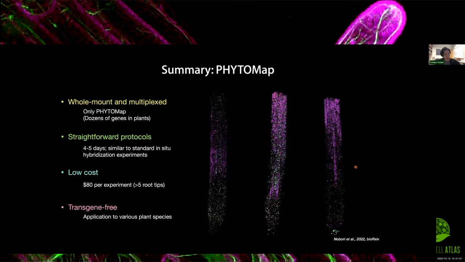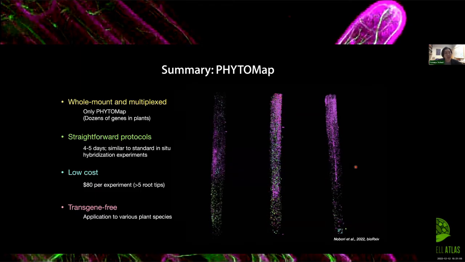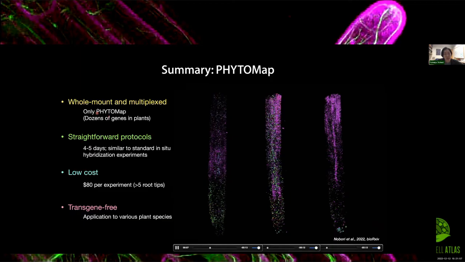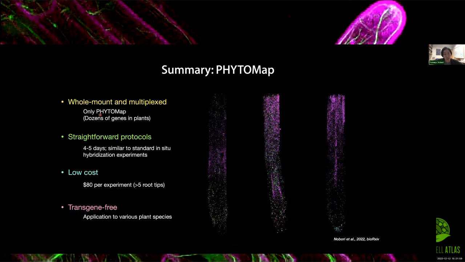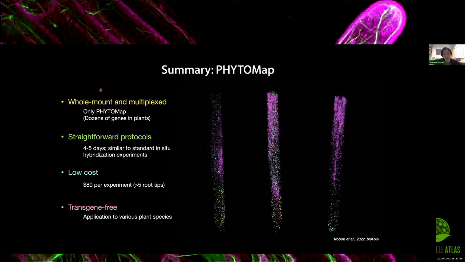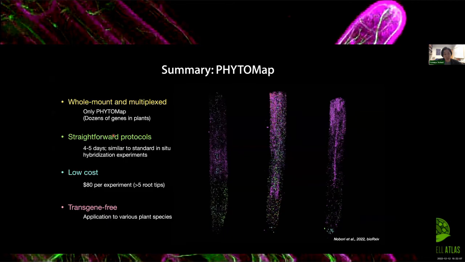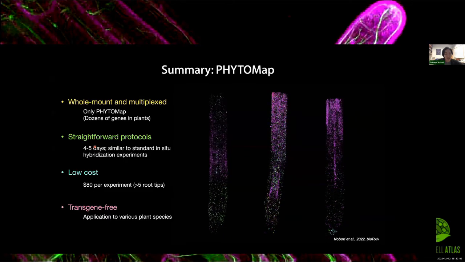Okay, so here, let me summarize again the key features of PHYTOMap. To my knowledge, this is the only method that allows multiplex spatial gene expression analysis that can work in whole mount plant tissue. The protocol is relatively straightforward. It takes 4 to 5 days. It's kind of similar to standard in situ hybridization. So I would say any molecular biology lab can do it if you have a confocal microscope.